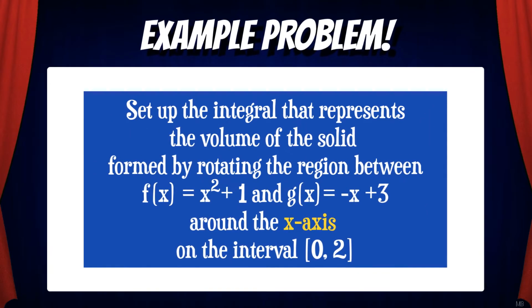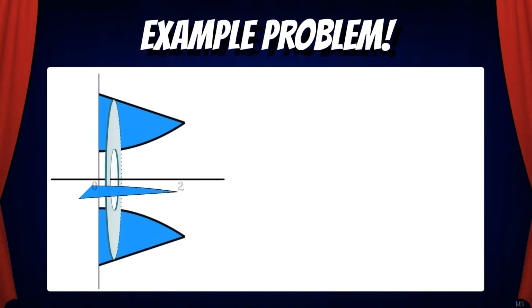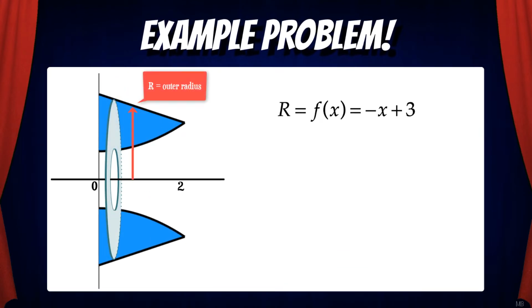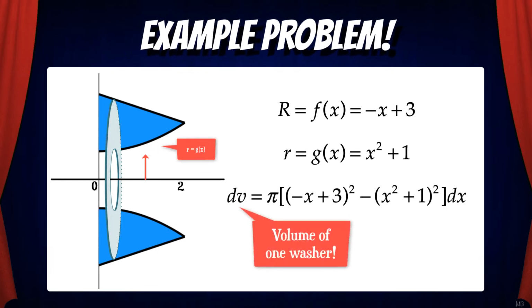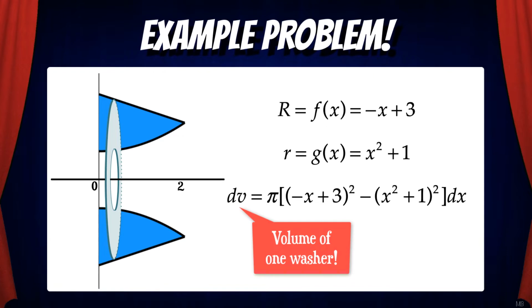Set up the integral that represents the volume of the solid formed by rotating the region between f of x equals x squared plus 1 and g of x equals negative x plus 3 around the x-axis on the interval 0, 2. First, we need to find the outer radius, which we'll call R. R equals f of x, which is negative x plus 3. Then we need to find the inner radius, which is little r, and that's just g of x, which is x squared plus 1.